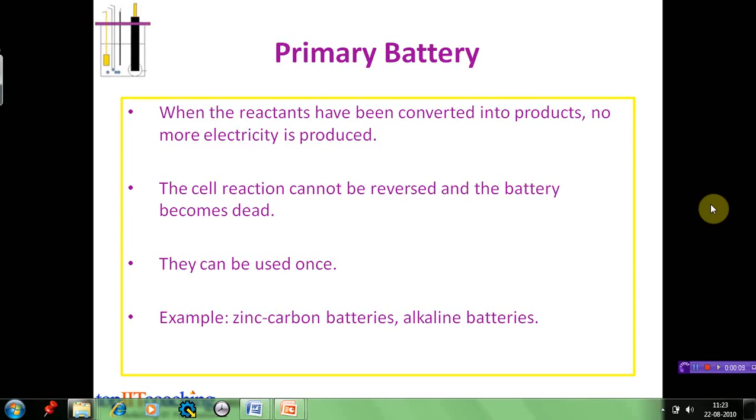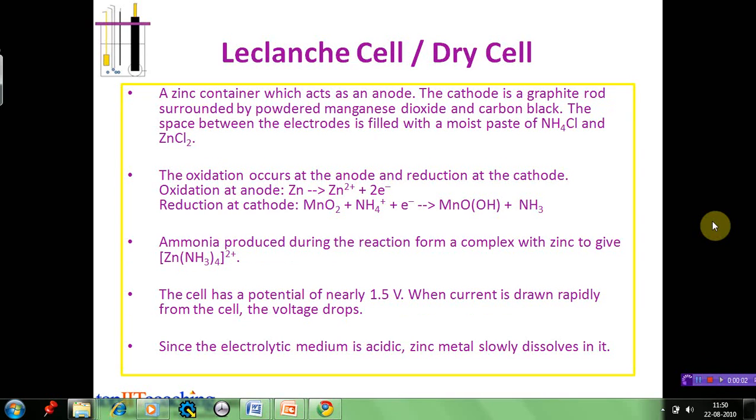In a primary battery, once the reactants have been converted into products, no more electricity is produced. The cell reaction is irreversible and the battery becomes dead after the reaction is completed. Primary batteries can be used only once. Zinc carbon batteries and alkaline batteries are primary batteries. Leclanche cell or dry cell is the most common example of primary battery.